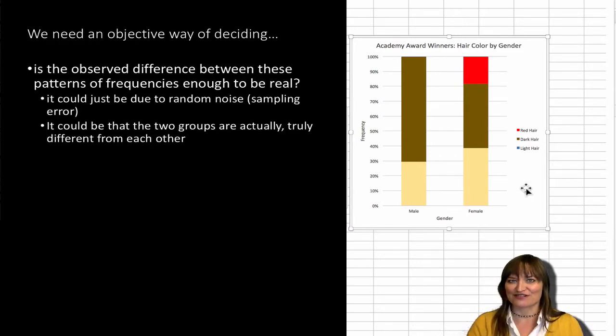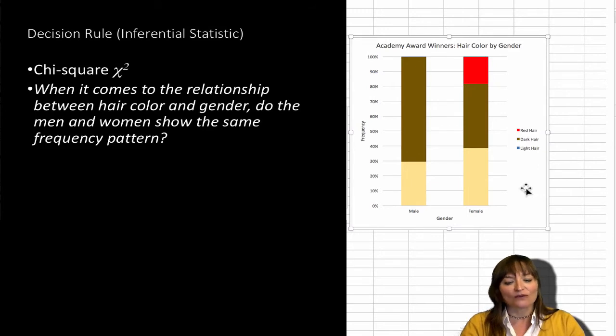We need another inferential statistic. Again, I'm going to introduce this idea of the inferential statistic, but we're not going to get into calculating it or any of the specifics. That's for your statistics class. This inferential statistic we're going to talk about now is one that allows us to make this sort of frequency comparison. And it's called chi-square, and it's the Greek letter chi squared with the exponent 2. So it allows us to objectively decide if these frequencies follow the same pattern.